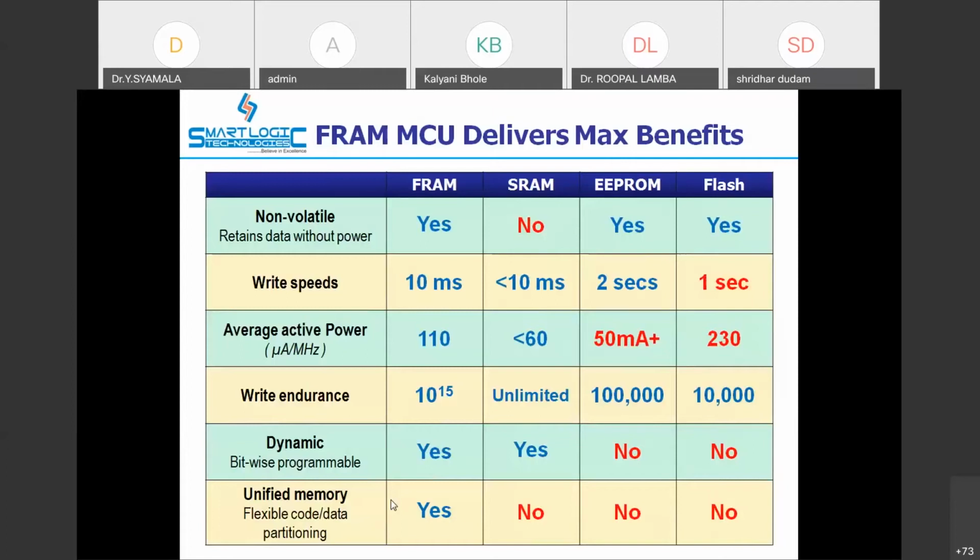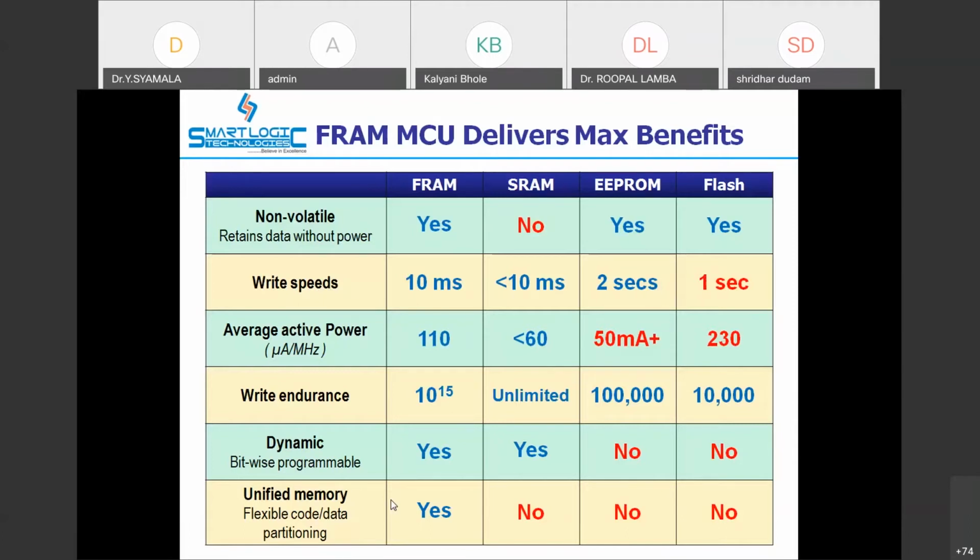So this is just a comparison of how FRAM MCU delivers maximum benefits compared to any other controller. It is non-volatile, so we are able to retain the data even if there is a power failure. That is not possible with SRAM. But with FRAM, EEPROM, that is electrically erasable PROM, and flash, we can retain it. Writing speed for FRAM is nearly 10 milliseconds. For electrically erasable it's 2 seconds, and flash is 1 second. But SRAM is faster than FRAM, that is surely there.